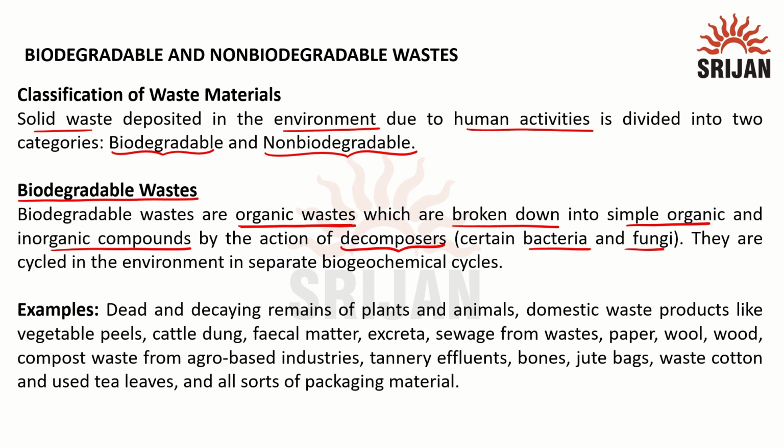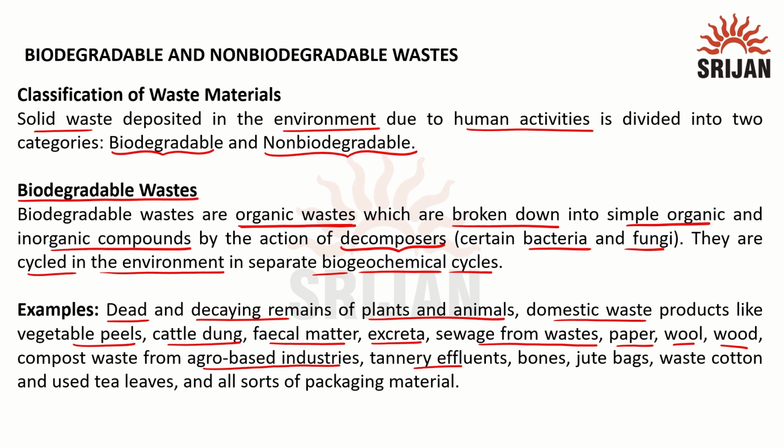So these materials can be cycled into the environment in separate biogeochemical cycles. Examples of such biodegradable material include dead and decaying remains of plants and animals, domestic waste products like vegetable peels, cattle dung, fecal matter, excreta, sewage waste, paper, wool, wood, compost waste from agro-based industries, tannery effluents, bones, jute bags, waste cotton and used tea leaves, and all sorts of packaging material.